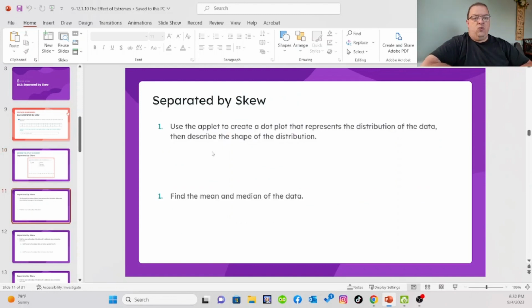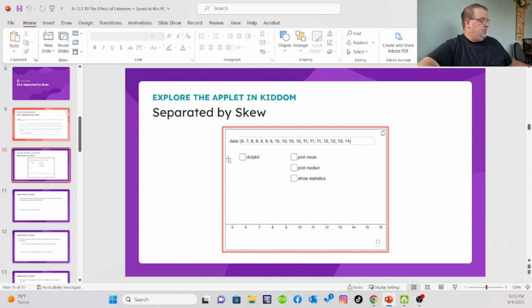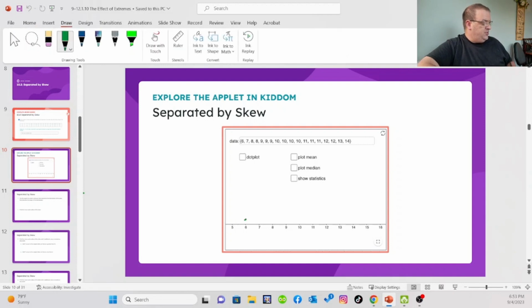Okay, so if you're watching this online, let's work through some of this and see what it is that we're trying to understand. The first thing they want us to do is create a dot plot that represents the distribution of the data and then describe the shape. So if we look at the screen right here, we can see our data is right here. And if we're creating a dot plot, we're going to put 1 dot every time a value shows up.